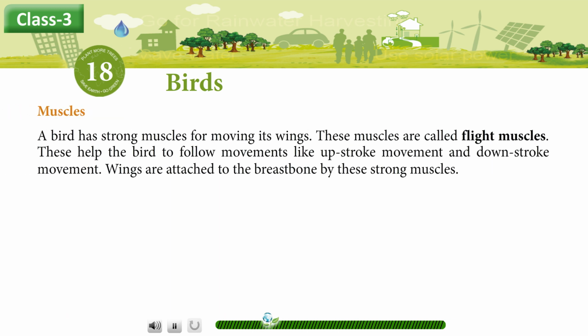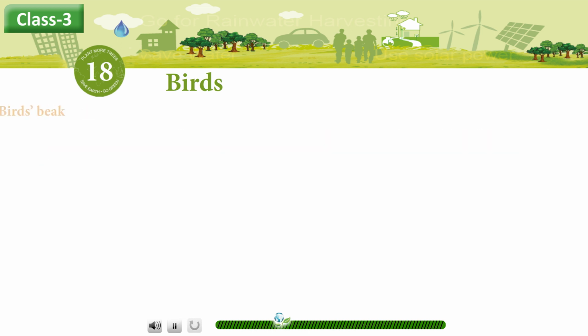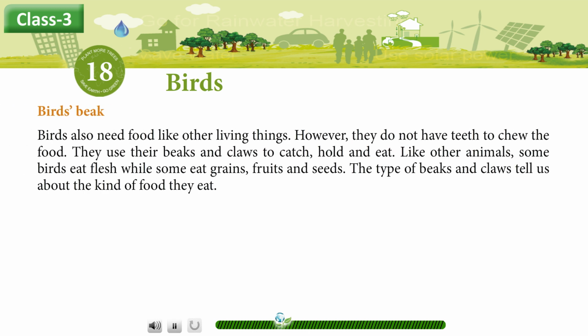Muscles. A bird has strong muscles for moving its wings. These muscles are called flight muscles. These help the bird to perform movements like upstroke movement and downstroke movement. Wings are attached to the breastbone by these strong muscles. Upstroke, downstroke.